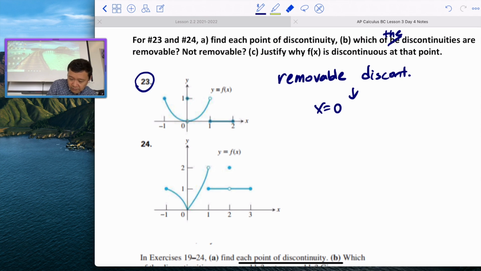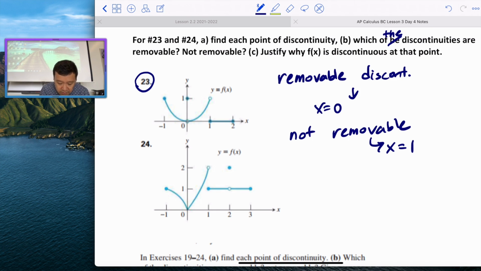So not removable, but nonetheless a discontinuity would be at x equals 1. And part C, justify why f of x is discontinuous at this particular point. At x equals 0, it's pretty easy, right? The limit does not match the defined value, right?